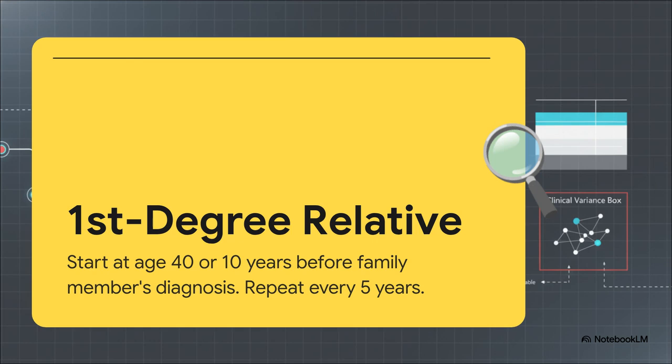If you have a patient with a first-degree relative who had colorectal cancer or an advanced adenoma diagnosed before age 60, that baseline algorithm goes right out the window. You strictly start screening at age 40 or exactly 10 years prior to the earliest family diagnosis. Plus, you force a colonoscopy every 5 years. It's absolutely crucial for catching those aggressive familial adenomas before they progress.